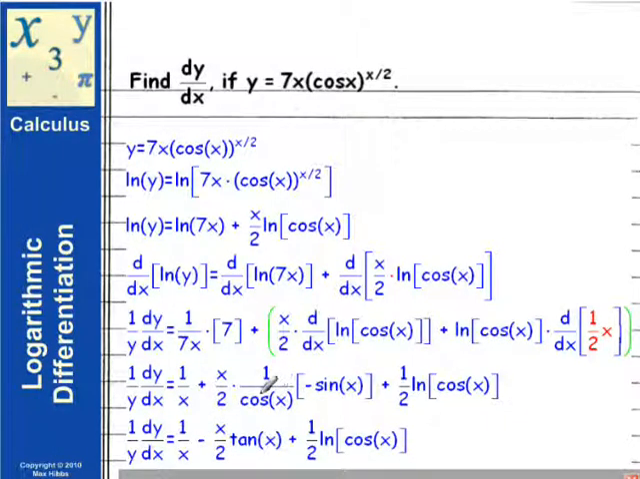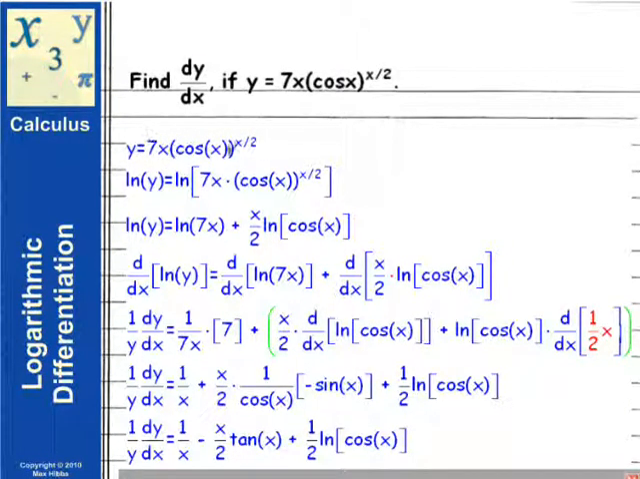And then I notice when I multiply these two together, I'll end up with sine of x over cosine of x. Oh, well, sine of x over cosine of x is tangent of x. So this becomes minus x over 2 times tangent of x, and then plus this last term, 1/2 times natural log of cosine of x.